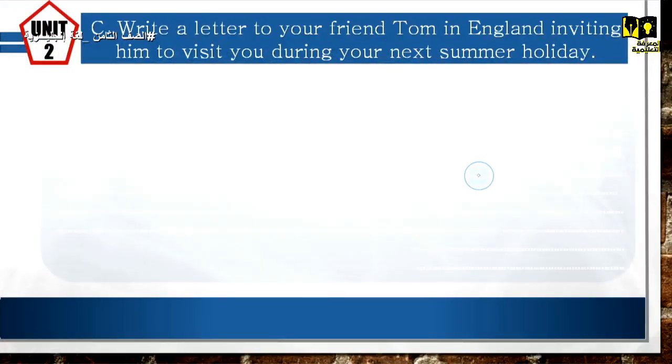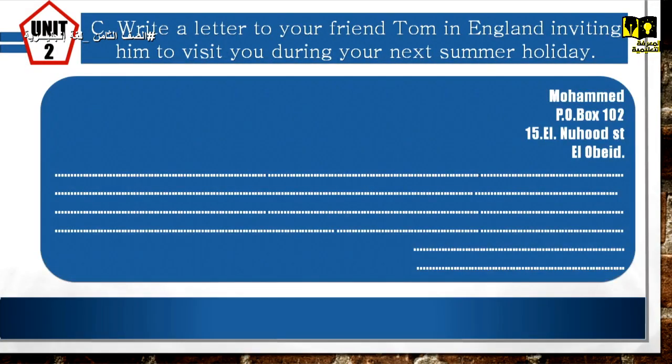Let's say you are expected to write a letter to your friend Tom. And where is he from? This Tom, he's from England, right? And a person from England, we call him an Englishman, right? We call him English, right? This is the adjective we use for the person who is from England.